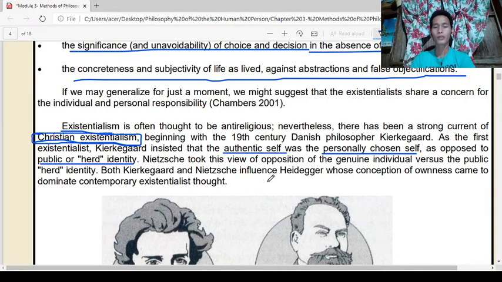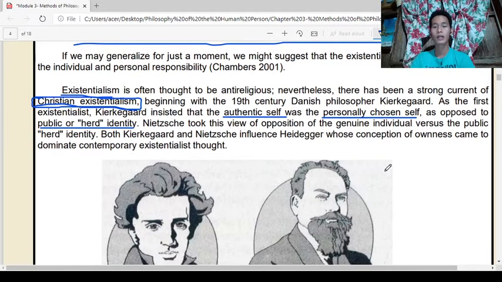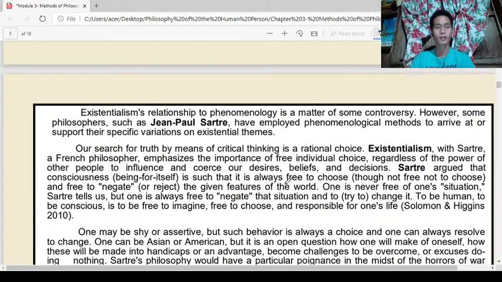Nietzsche took this view of opposition of the genuine individual versus the public herd identity. Both Kierkegaard and Nietzsche, I don't know how to pronounce his family name, influenced Heidegger, 'di ba? Whose conception of ownness came to dominate contemporary existentialist thought. Existentialism's relationship to phenomenology is a matter of some controversy. However, some philosophers, such as Jean-Paul Sartre, who is an existentialist, have employed phenomenological methods to arrive at or support their specific variations on existential themes.